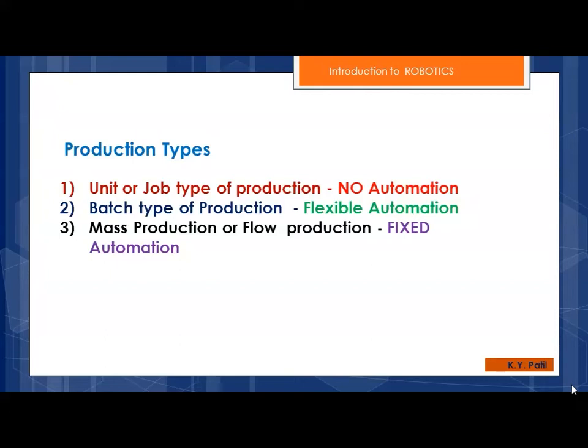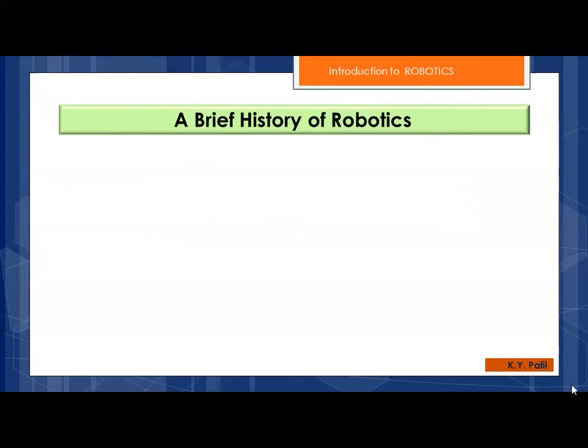Now, here all such things I have noted. Automation can help to fulfill the requirements of the above requirements, and robotics is an example of flexible automation. That is why we should study robotics. Now I am just going to concentrate on a brief history of robotics.